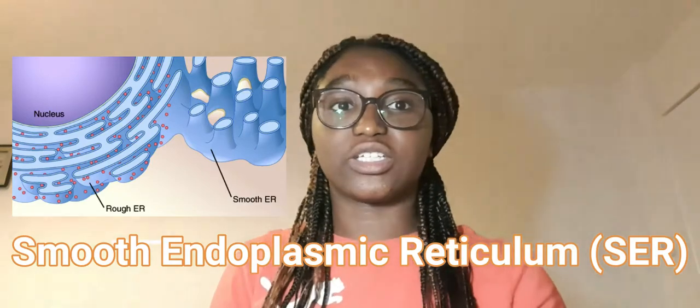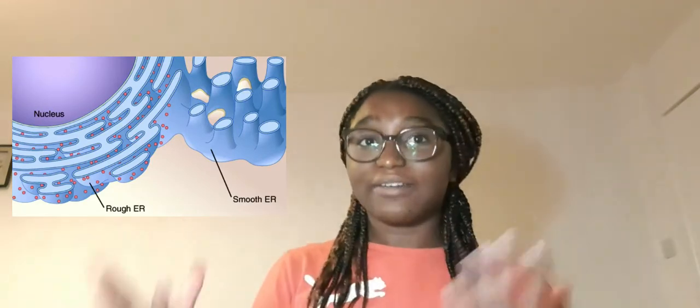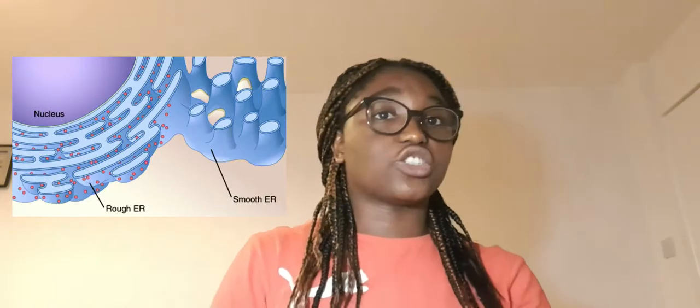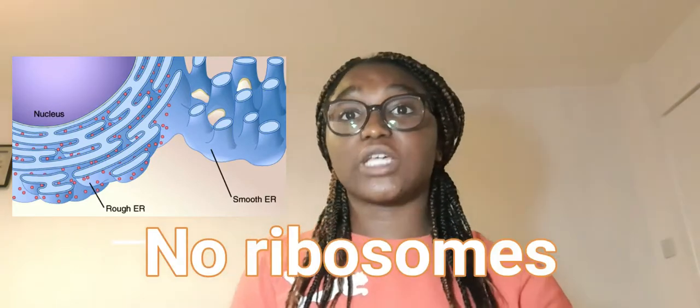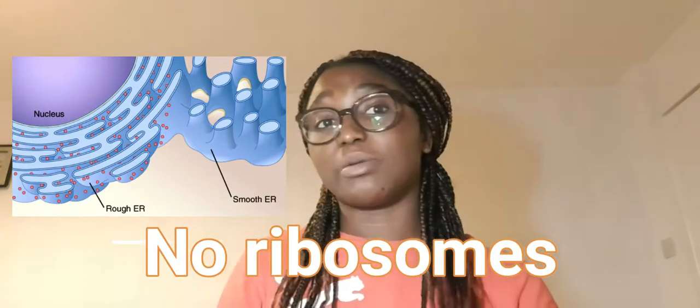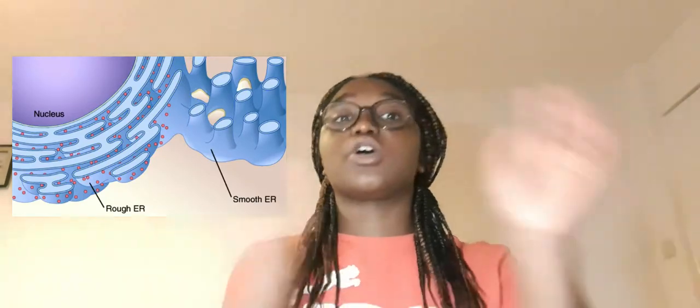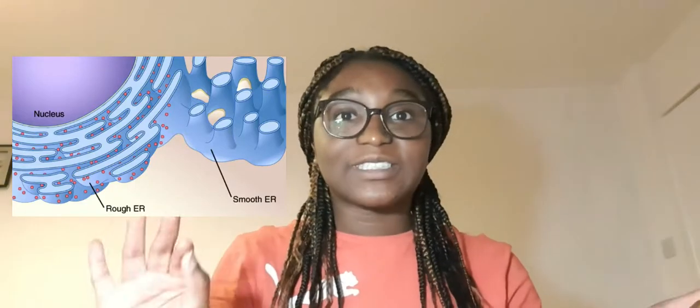It has cisternae, which are the fluid-filled cavities, but the main difference is that it does not contain any ribosomes. In the exam, when they are asking you about the function of the smooth endoplasmic reticulum, you should say synthesis of lipids.